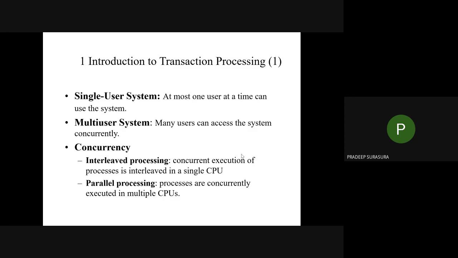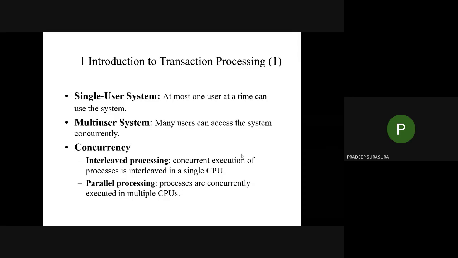We call that process a transaction process because we are working with respect to a particular application. Not only with respect to databases, it is the complete application which is running. So we call that whole thing transaction processing. In transaction processing, you have two types of systems: single user system and multi-user system.